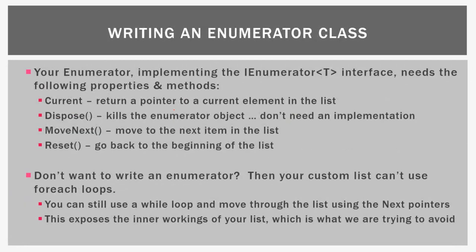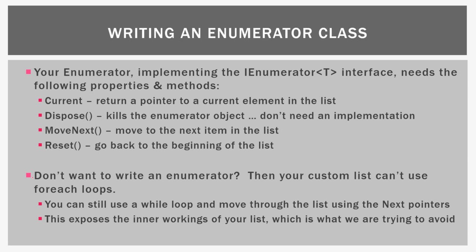In order for us to write the enumerator class, we need to write the following properties and methods. Current returns a pointer to the current element. You might notice that I've adopted that terminology when we're moving through our list in those while and for loops that I wrote. I always start with making a pointer to the current element. Dispose is used to kill the enumerator. We don't need to worry about implementing that; we're going to let C# kill it for us. MoveNext is pretty self-explanatory, and obviously Reset goes back to the beginning.